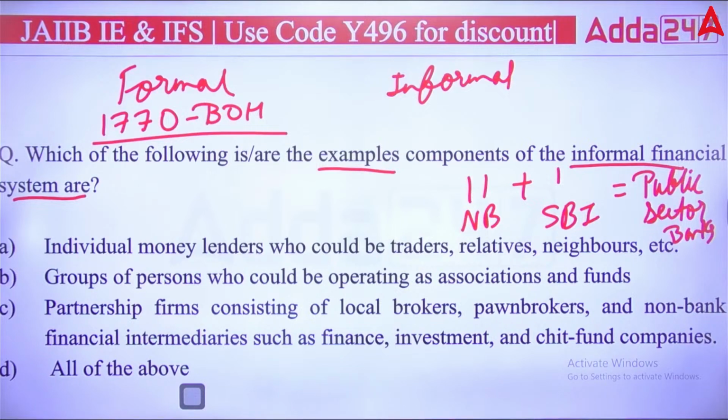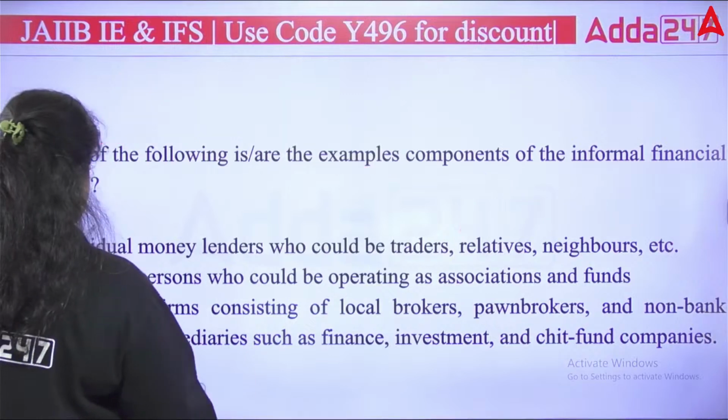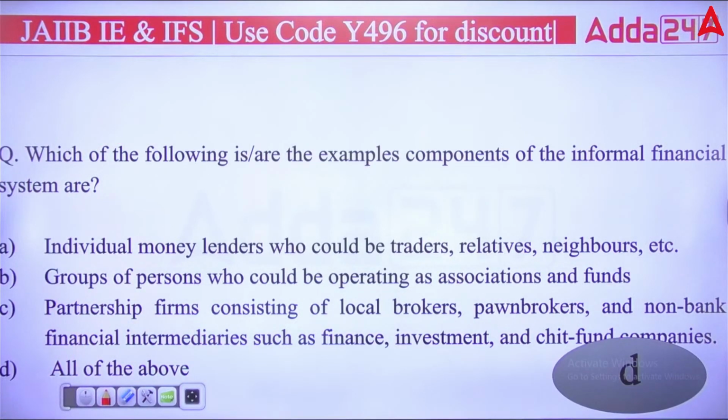Okay, I got the answer, that is D. All of the above. Very good. These are all the informal financial system part. All are what? All are the informal financial system part. So your right answer is D.